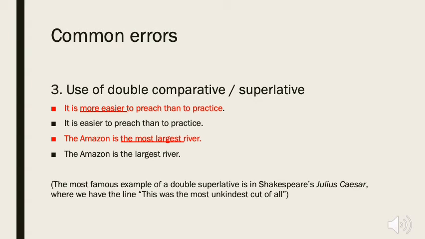This holds good for the superlative degree too. When we have already used an adjective in its superlative form, we cannot add a further most to it. So when we say the Amazon is the most largest river, it is a case of double superlative, most and largest. The correct sentence is the Amazon is the largest river. Of course, in this context, one can remember the most famous example of a double superlative, the one used by William Shakespeare himself in his play Julius Caesar, in Mark Antony's famous speech, where he says this line, "This was the most unkindest cut of all." You have the double superlative, most and unkindest together. But when it is someone like Shakespeare, well, we make an exception.